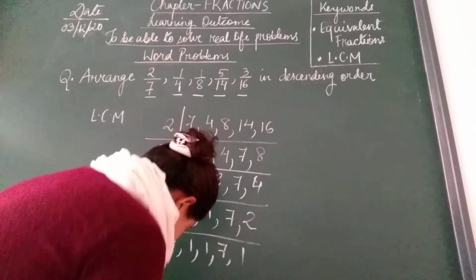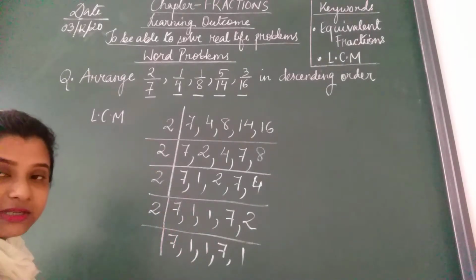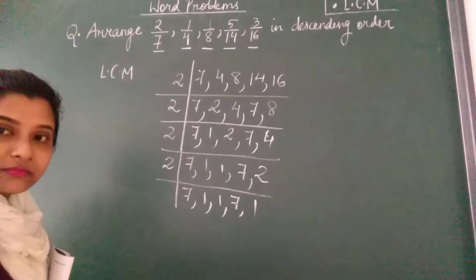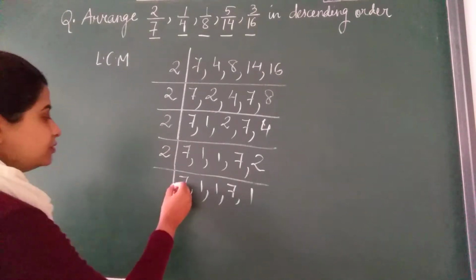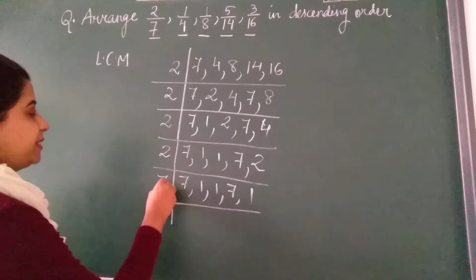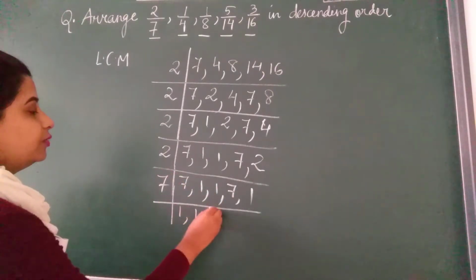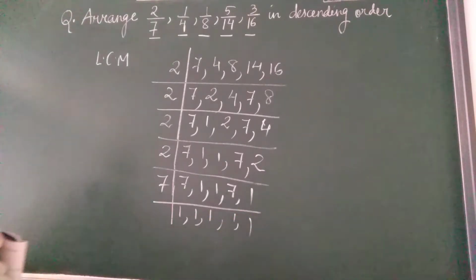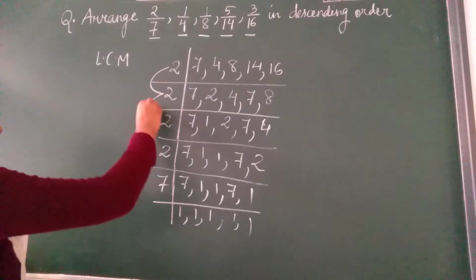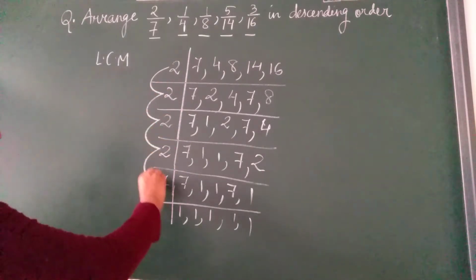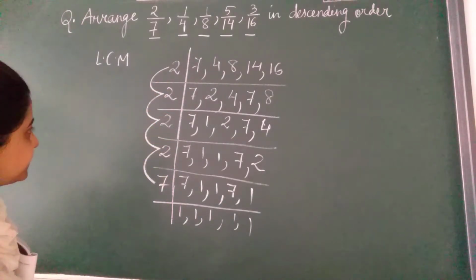Alright. Now the 2's are over. What is remaining now? 7. So, taking the prime number 7, we get all ones in the last row. Therefore, the LCM will be the multiplication of these numbers.